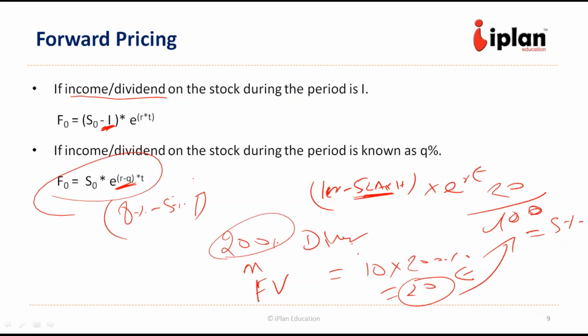Okay, so we reduce the dividend income. Likewise for commodities, we reduce the rental income. In currency, there is nothing like that. There is nothing you are getting as income from the underlying asset, so there is no cash flow from the underlying asset. If there is a cash flow, you reduce that cash flow. So this was about the forward pricing and the future pricing.